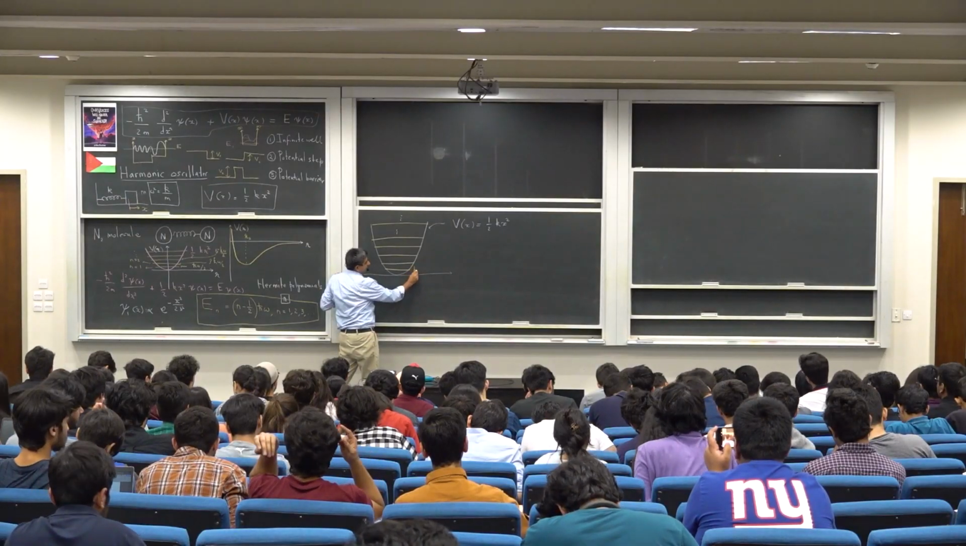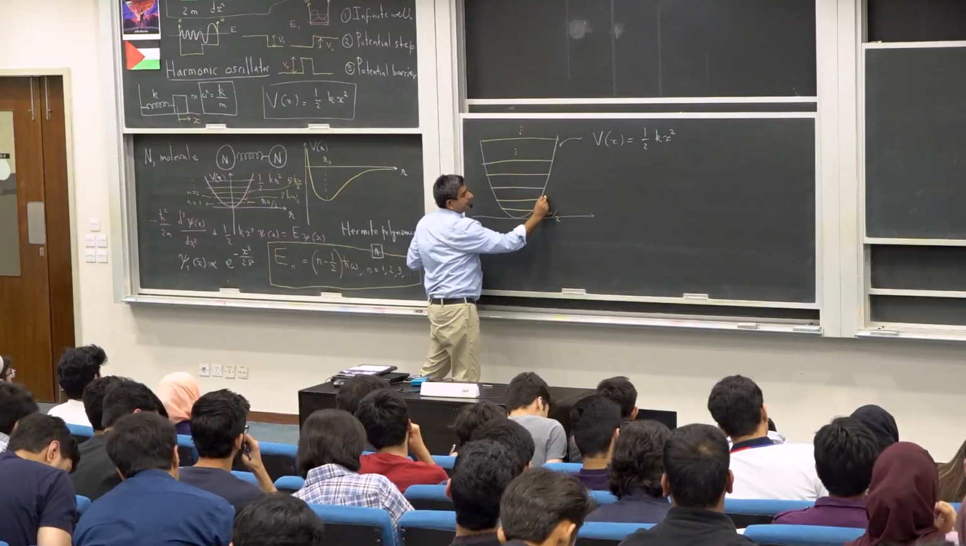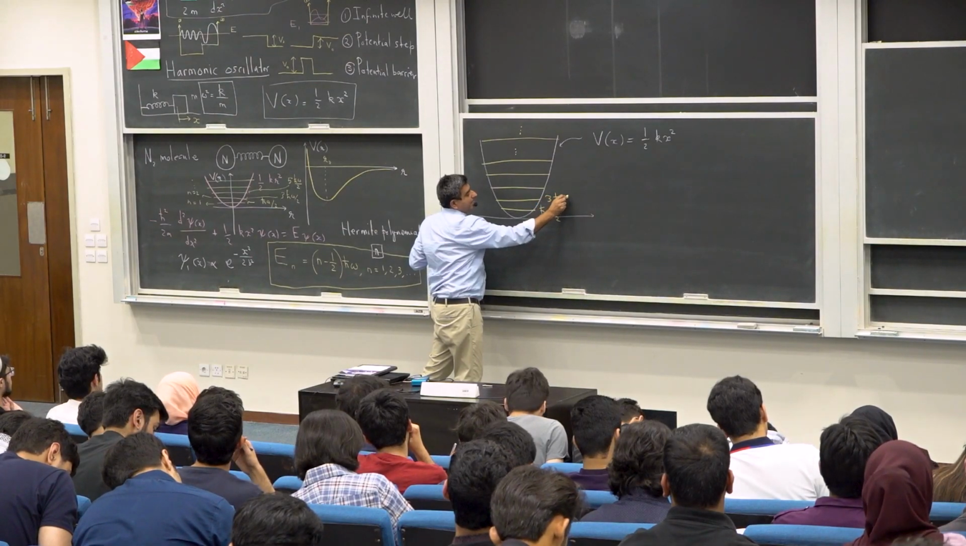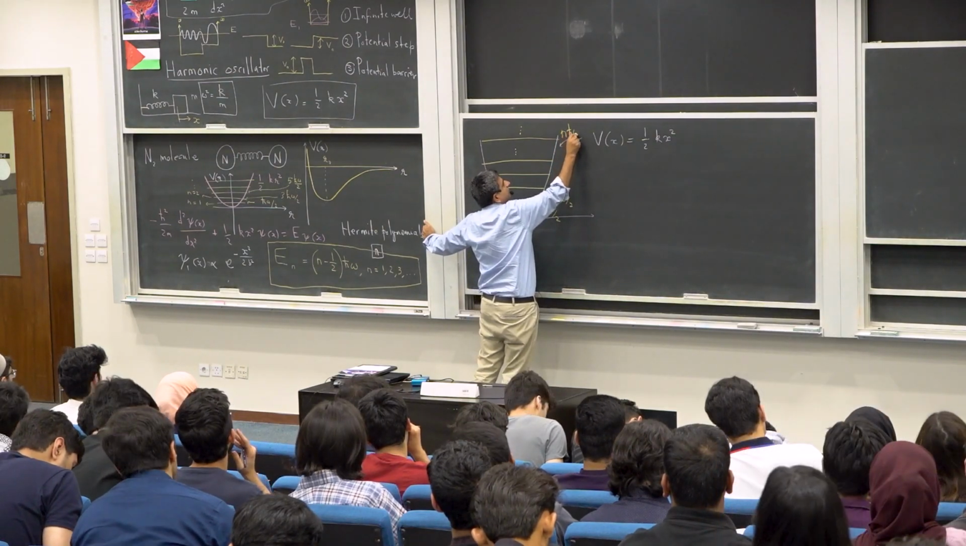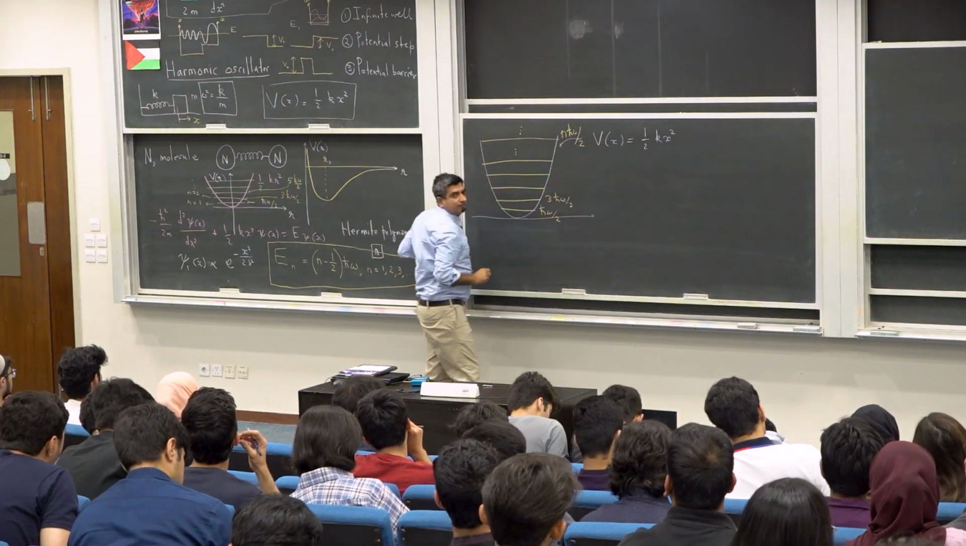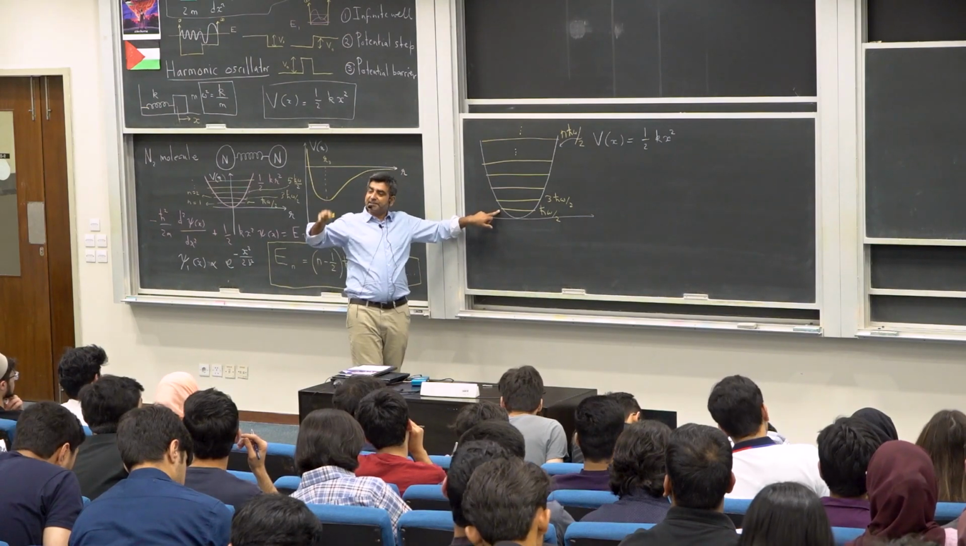h bar omega over 2, 3 h bar omega over 2, and so on. This is n h bar omega over 2. The zero point energy is still not 0.